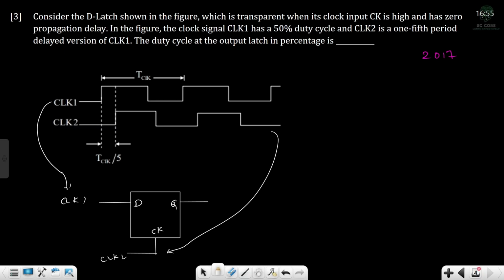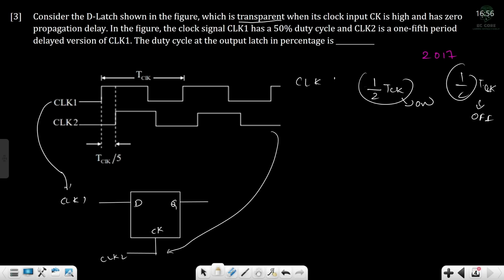Here we see a transparent latch, when clock input CK is high, and it has 0 propagation delay. We are assuming this latch has 0 propagation delay, so when you give input, that time only you get output. As there is 0 propagation delay in this figure, clock 1 has a 50% duty cycle and clock 2 is a 1/5 period delayed version. A 50% clock cycle means half TCLK is the on period and half TCLK is the off period.